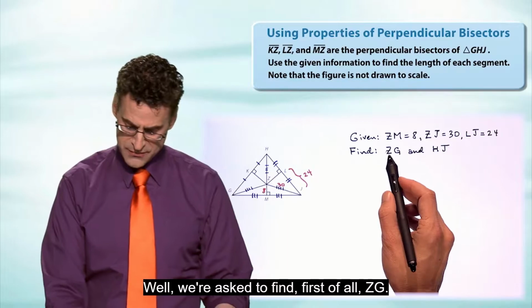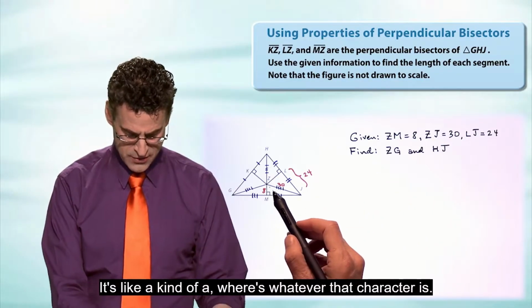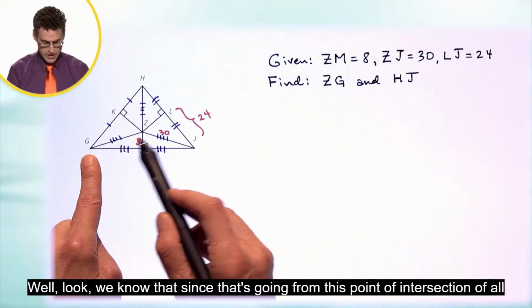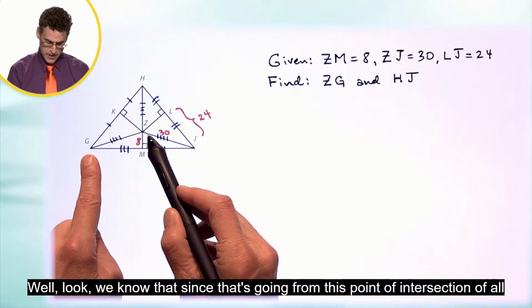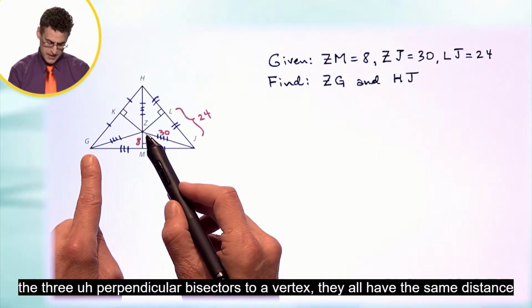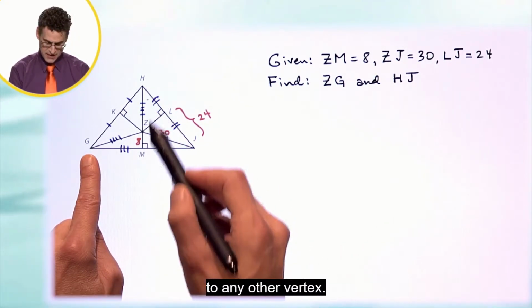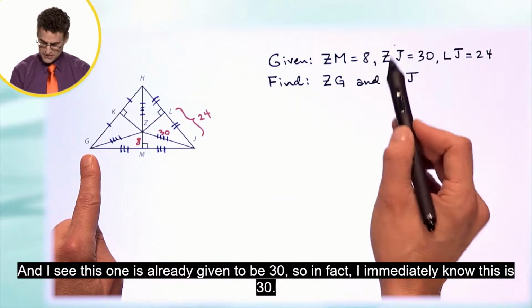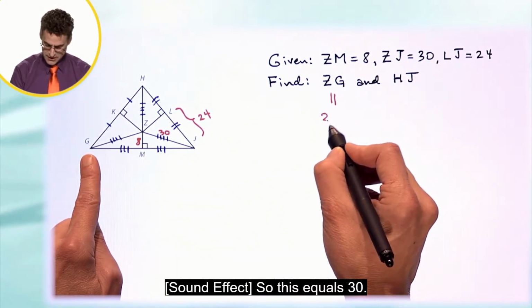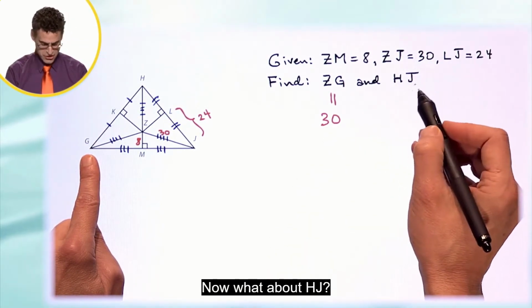Well, we're asked to find, first of all, ZG. So where is ZG? ZG, there it is, right there. Well, look, we know that since that's going from this point of intersection of all the three perpendicular bisectors to a vertex, they all have the same distance to any other vertex, and I see this one is already given to be 30. So in fact, I immediately know this is 30. So this equals 30. That was easy. Done.